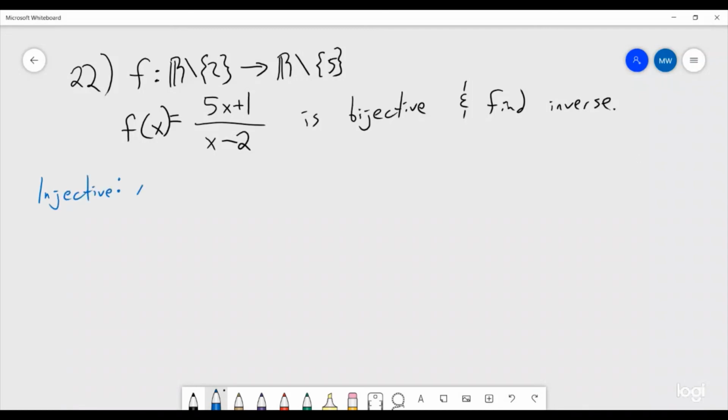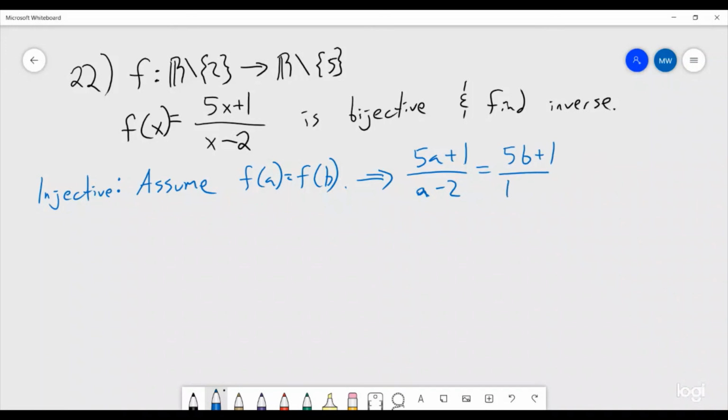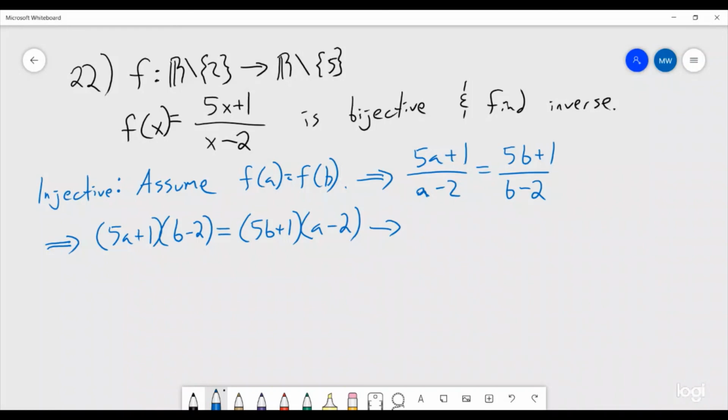Okay, so injective. We start by assuming that f of a equals f of b. This then means that we have 5a plus 1 over a minus 2 is equal to 5b plus 1 over b minus 2. We could multiply both sides by a minus 2 and b minus 2. So that tells us that 5a plus 1 times b minus 2 is equal to 5b plus 1 times a minus 2. So let's see, multiplying everything out, we got 5ab plus b minus 2, which one am I forgetting?